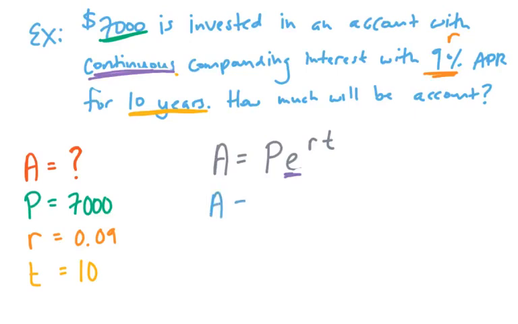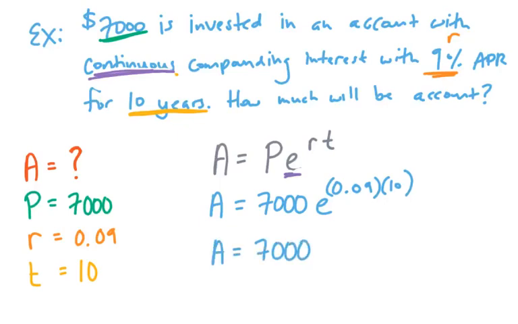So plugging in, we have 7,000 for P. E is a number, as I mentioned before. It's similar to pi. It's about equal to 2.71. I say it's similar to pi because it's another one of those irrational numbers. Never repeats, never ends. And then we plug in our rate and our time. So this one is actually even easier to punch in the calculator. The only thing I would maybe recommend doing is just multiplying your exponents together. So the 0.09 times 10 would be 0.9. And then you are ready to punch this in.